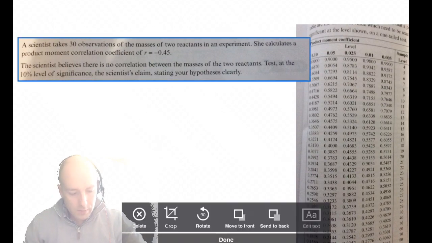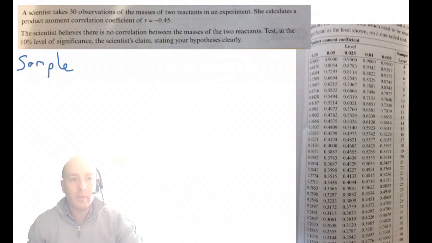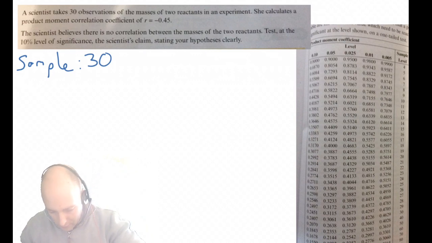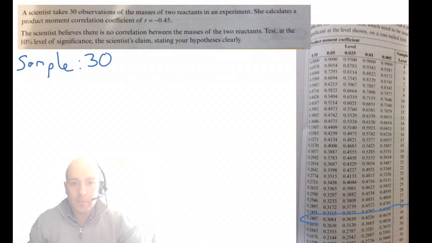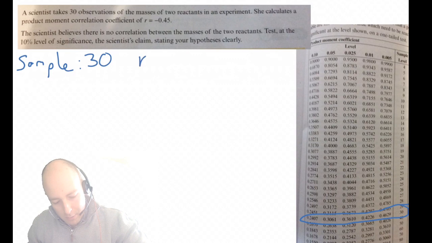So a scientist takes 30 observations. So my sample is 30. And straight away I could go to the table and look for the line that says 30. On the side it says sample size. I'm going to go down and find the line that says 30, which is that line there. Okay, let's keep reading. She calculates the product moment correlation coefficient. So she calculates R to be minus 0.45.